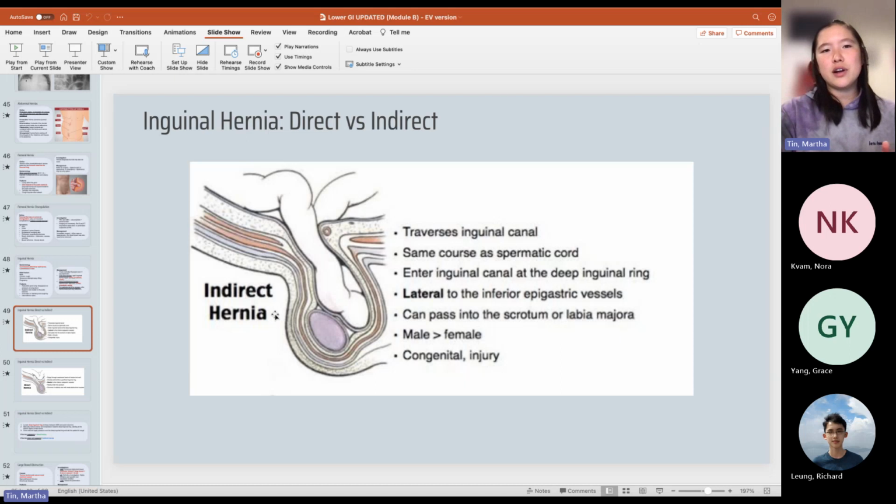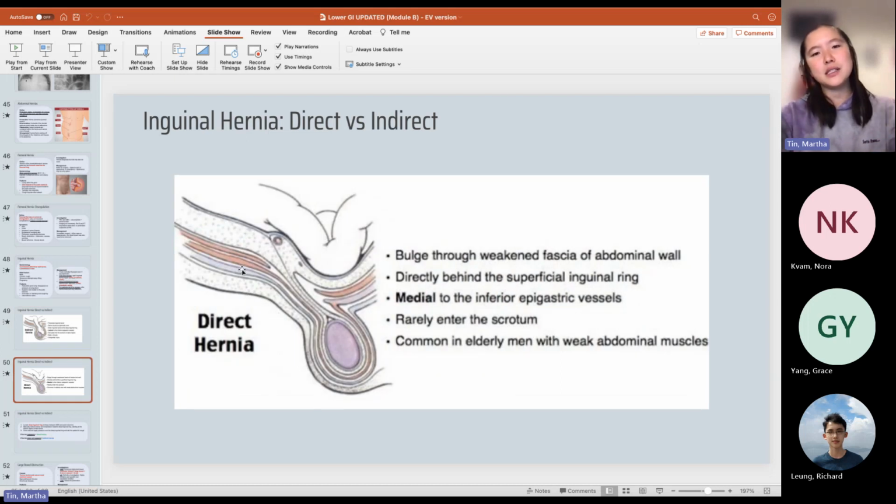Whereas with a direct inguinal hernia, this protrudes directly through the back wall of the inguinal canal, and we call this Hesselbach's triangle, the place where it protrudes. So I guess in that sense, it's protruding directly rather than through the opening of the canal, which is why it's called direct. And the demographic for a direct inguinal hernia is typically an elderly man, as opposed to the congenital picture we might see with an indirect inguinal hernia.